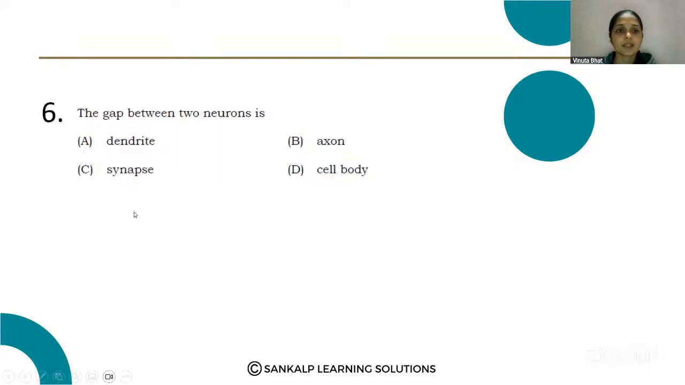Next question. The gap between two neurons is: option A, dendrite; option B, axon; option C, synapse; option D, cell body. The dendrite is the branched part which receives. The axon is the elongated part. Synapse is the correct answer, that is option C, the gap between the two neurons. Option C is the correct answer.